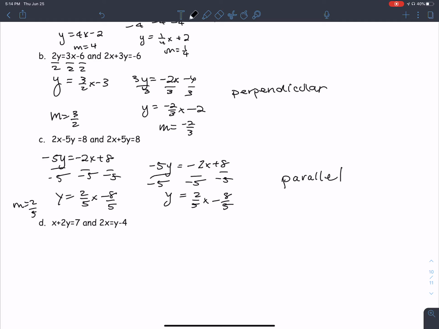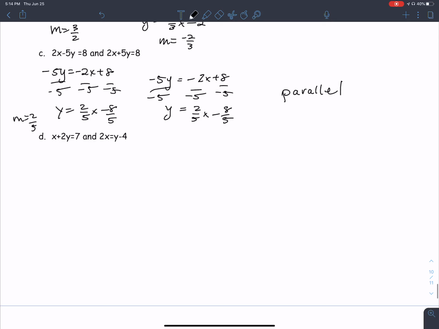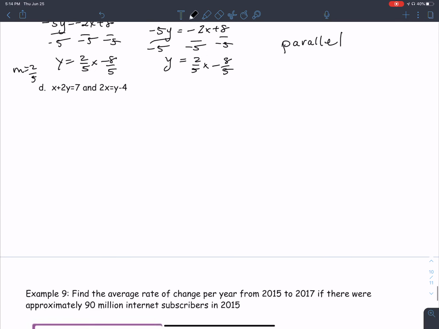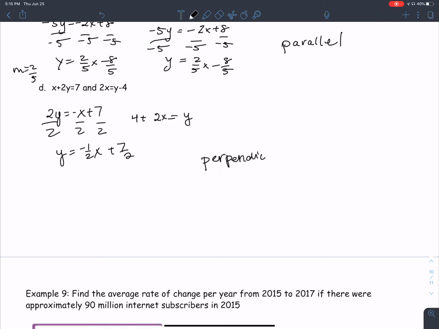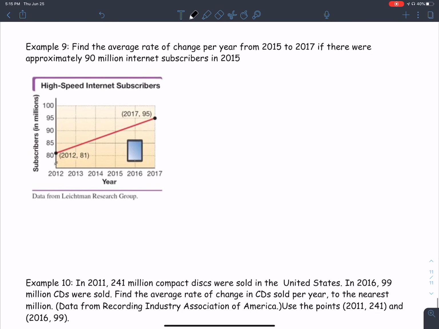All right, let's do another one. 2y equals -x plus 7. y equals -1/2 x plus 7/2. This one, I have to move that one over there. So y equals 2x plus 4. These are going to be perpendicular. All right, word problem. A couple word problems, and we'll be done.